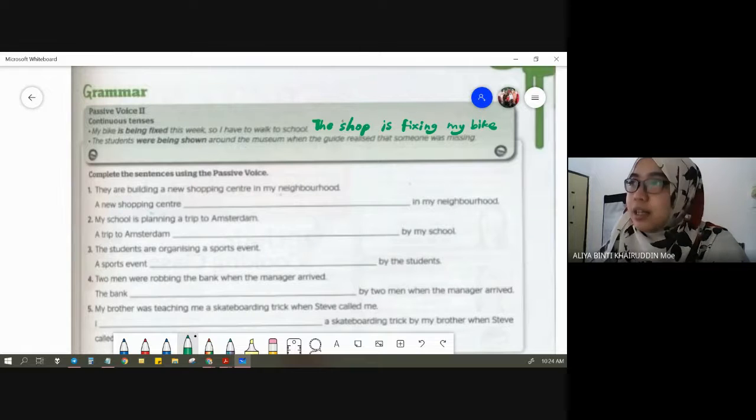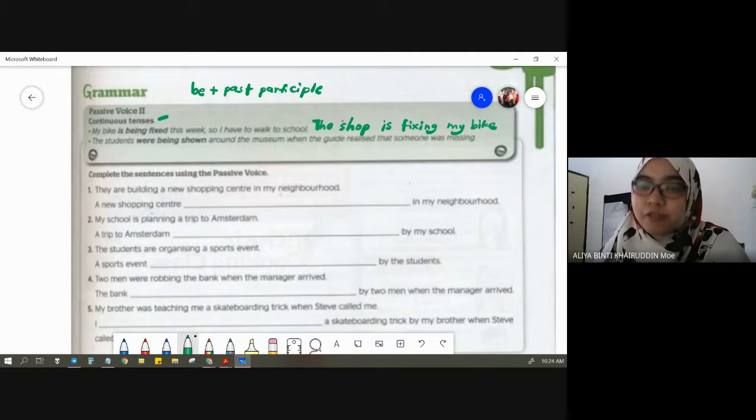Okay, so is being fixed. Just like I said just now, the structure of passive voice is the verb be plus past participle, right? In the case of continuous tenses, the verb must have ing. So in here, my bike is being fixed. So is the verb be, and we put ing on the verb be. So be plus ing becomes being, and then this is the past participle, fixed. So there is the verb be, and we put ing there, and the past participle.